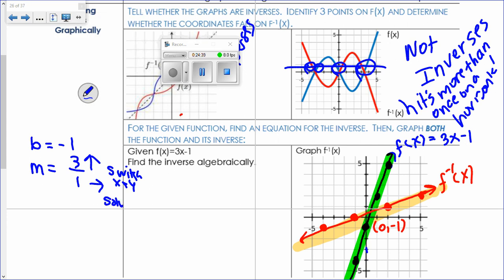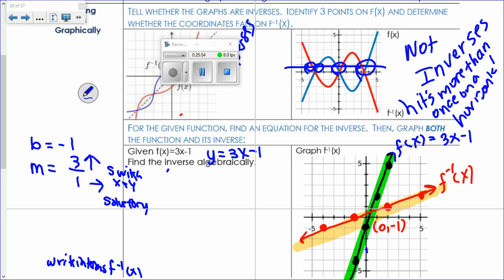Solve for y, and then write it in terms of it being the inverse. Okay? So for my original equation, I have y equals 3x minus 1. We're going to find that we end up with a slope of 1/3 for our inverse.